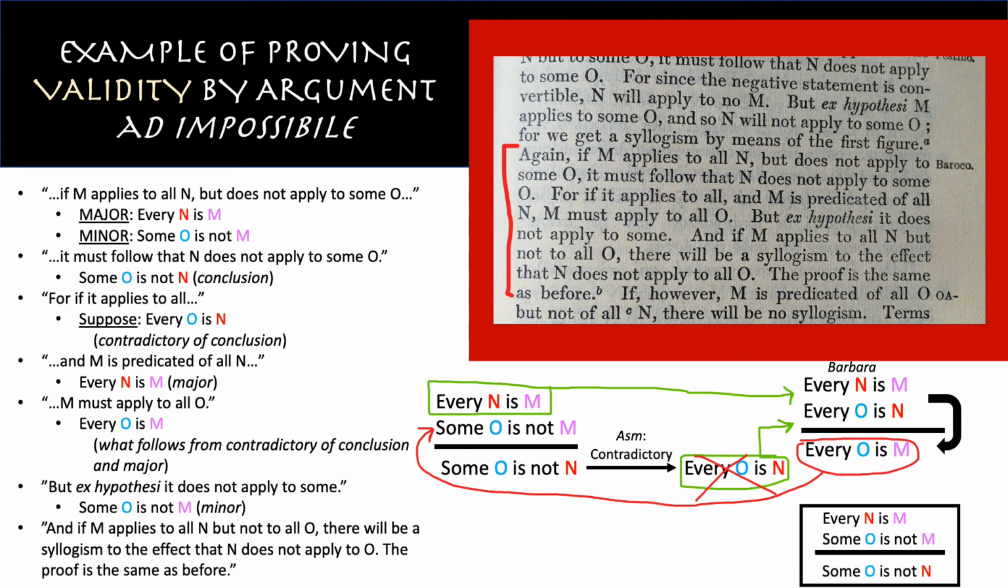In general, this method of drawing a conclusion using argument ad impossibile involves assuming the contradictory opposite of the conclusion we want to draw and showing that doing so results in a contradiction. Thus, we must deny our original assumption of the contradictory opposite of the conclusion we want to draw, and instead assert the conclusion we want to draw. In this case, the syllogism that we've proved is valid is traditionally called Baroco. This name can be located either in the margins of the text or in a footnote, depending on which edition of Aristotle you are reading.